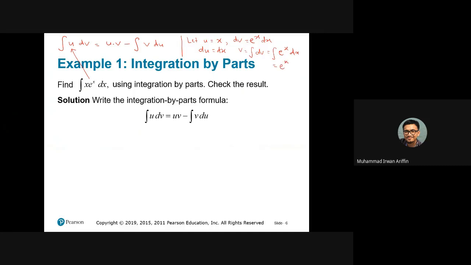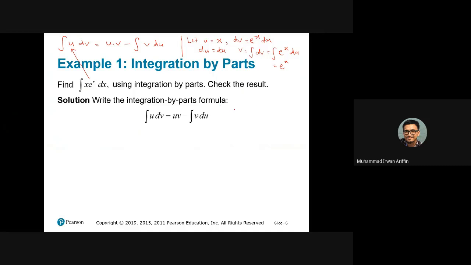The derivative as well as the antiderivative of the exponent function would be the exponent itself. At the moment, we can ignore the constant, because we can simply add the constant at the one step before the final answer. Okay, so now we can rewrite this problem in this format, in the integration by parts.